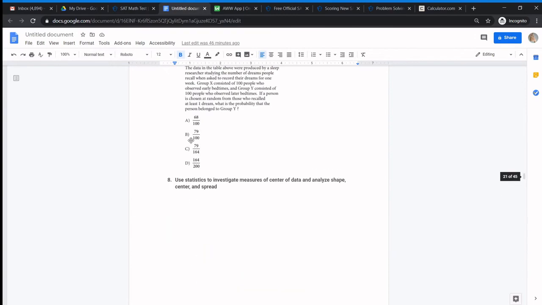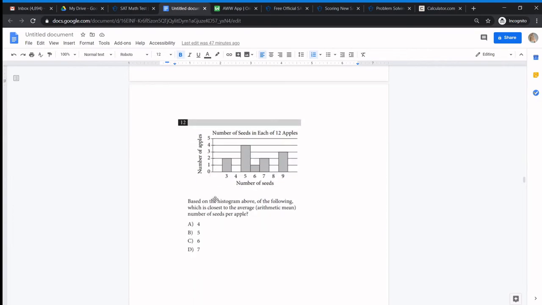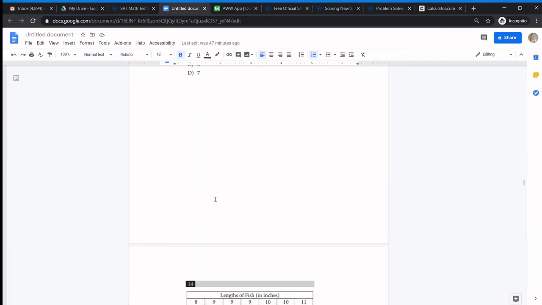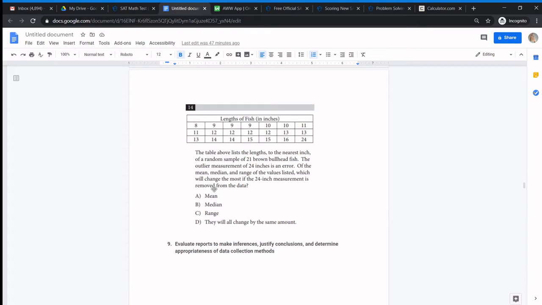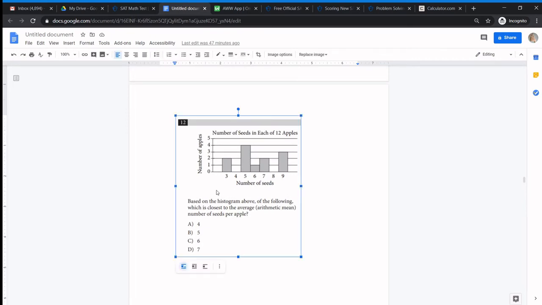Alright. Now we'll move on to our next topic. Use statistics to investigate measures of center of data, analyze shape, center, and spread. These questions are going to be about mean, median, mode, and range. Pretty simple. There's one additional thing that's pretty important to focus on, and it's called standard deviation. I'll explain that as well, but unfortunately I could not find a problem that exhibited it.